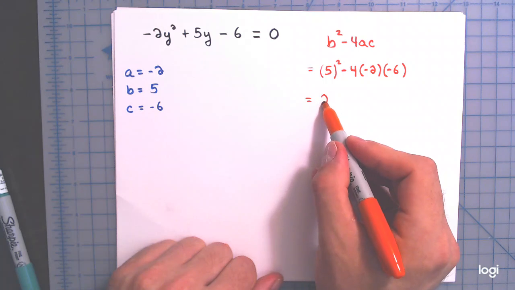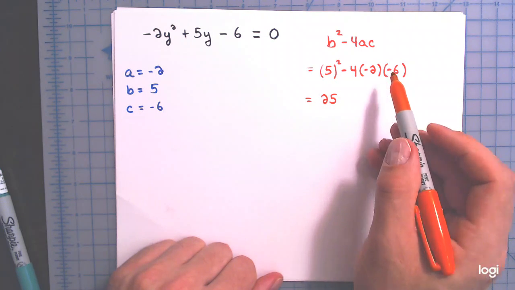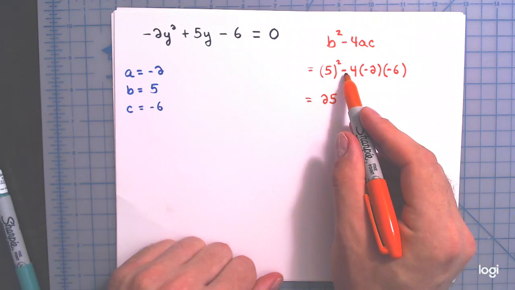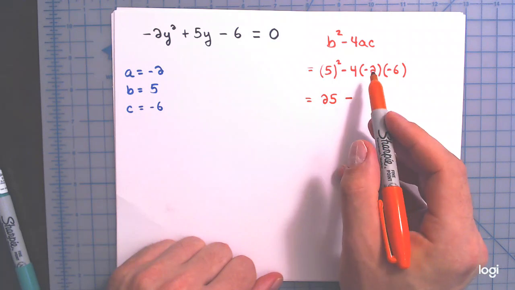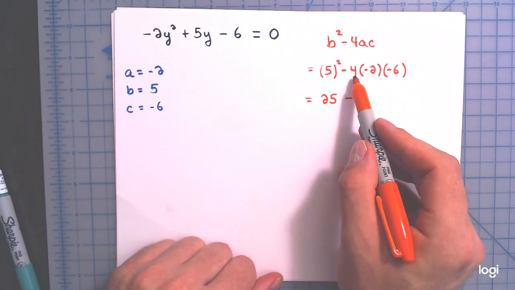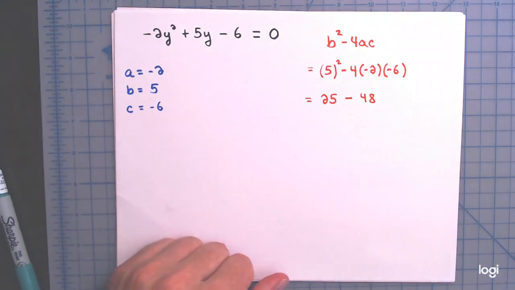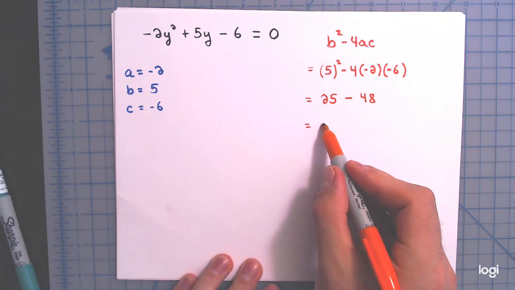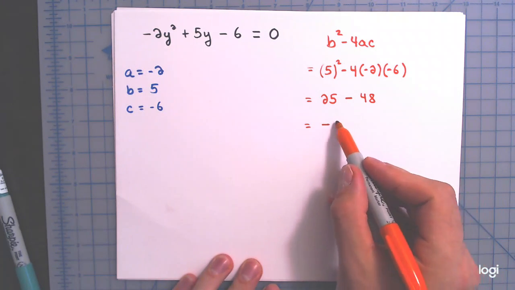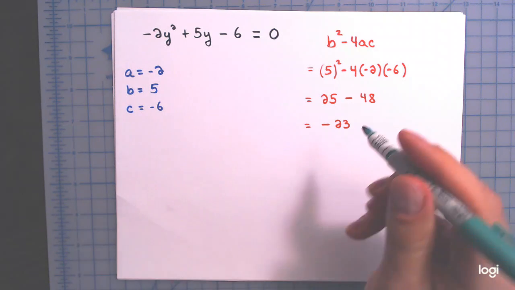5 squared is 25. And then here I have a negative times a negative times a negative. That'll end up being negative, right? Because a negative times a negative is a positive, and then a positive times a negative is a negative. And then 4 times 2 is 8. 8 times 6 is 48. All right, so I have 25 minus 48. So this is a negative number, negative 23, actually. So I have a negative discriminant.